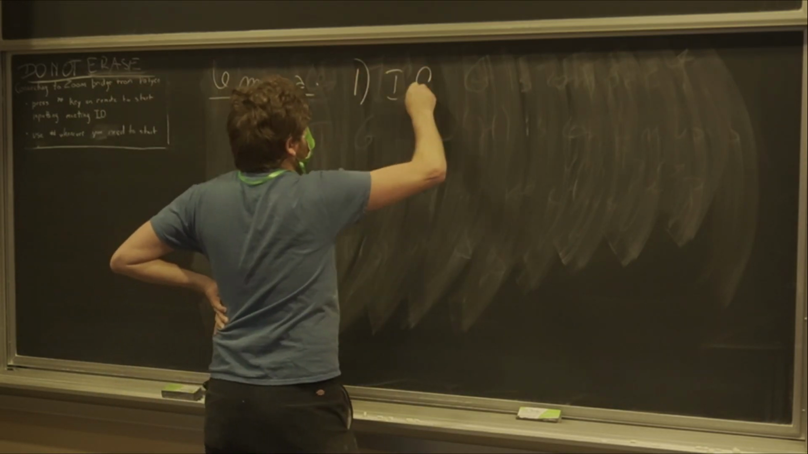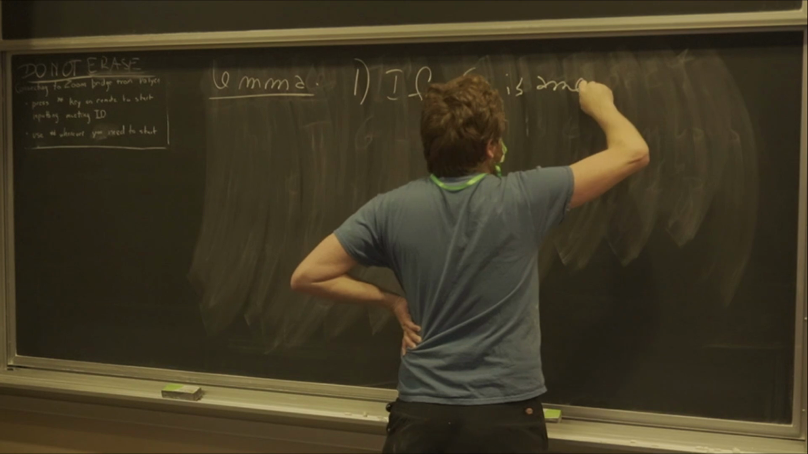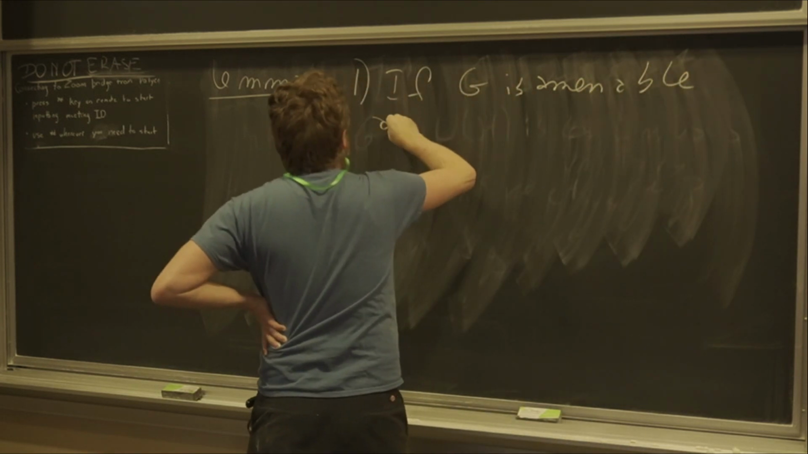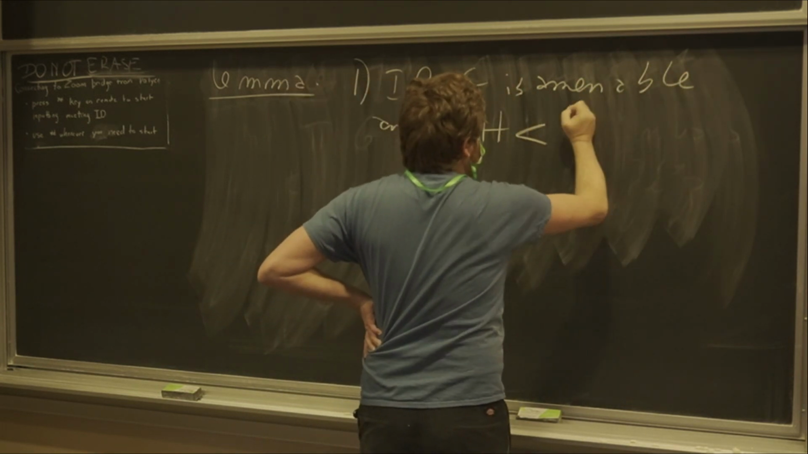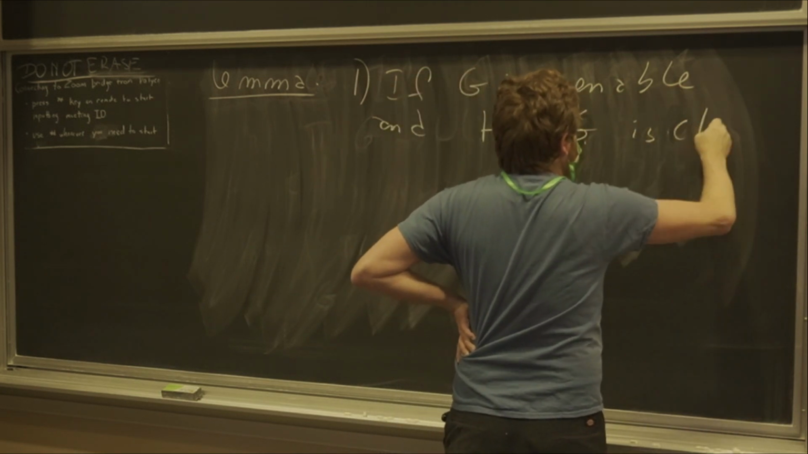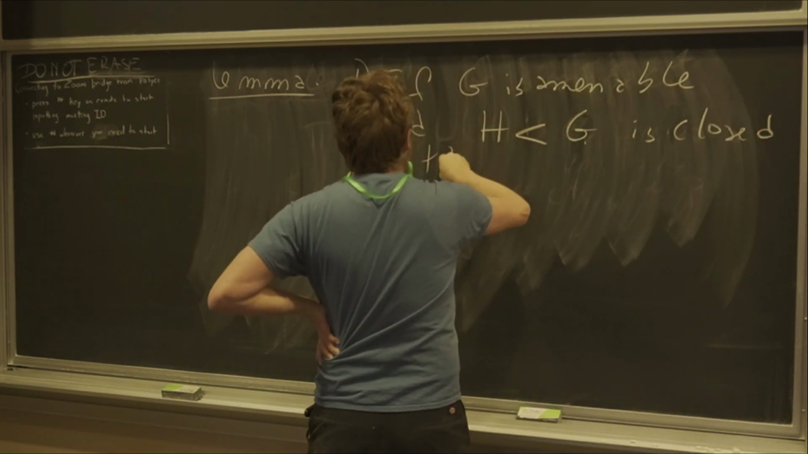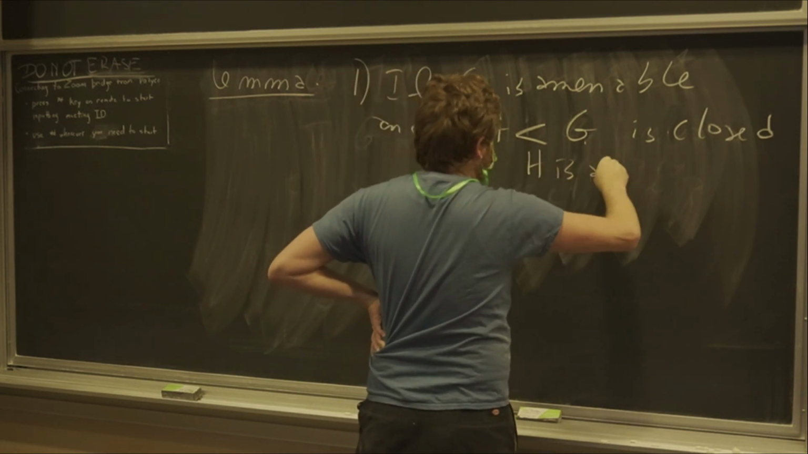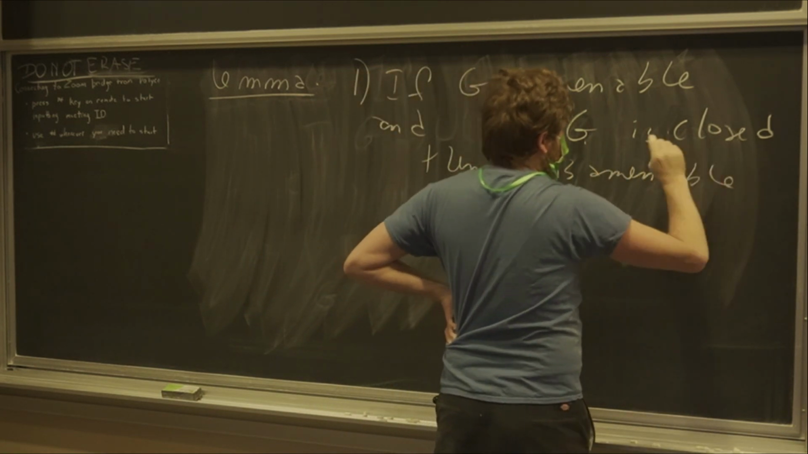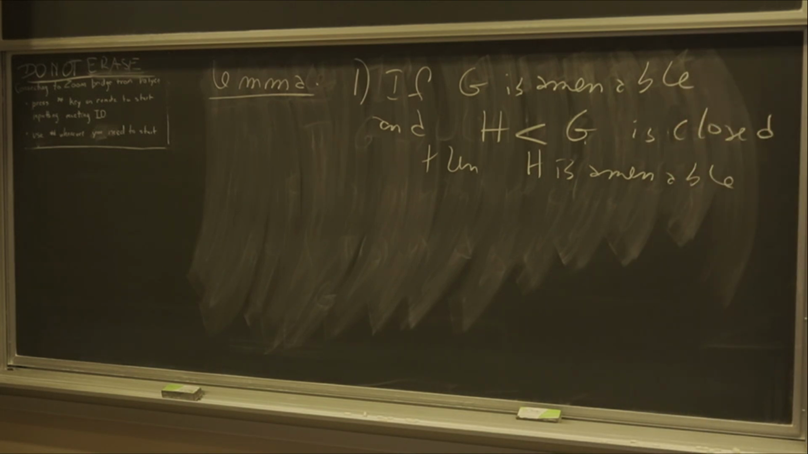One, if G is amenable and H is closed, then H is amenable. So the closedness here is very important. It's not just being a subgroup, because being amenable is not an algebraic property, it is a property of topological groups, because we are talking about representations that are continuous. So if the group is not closed, this may fail.